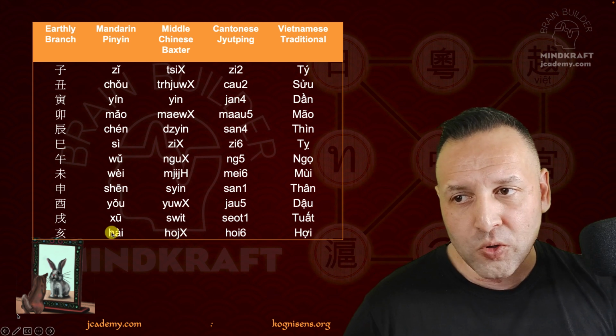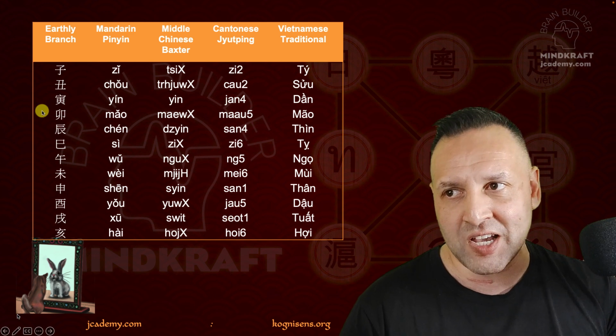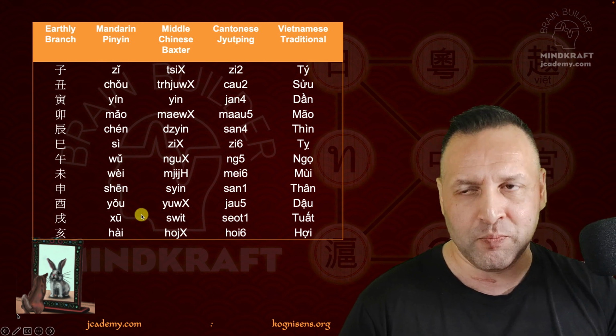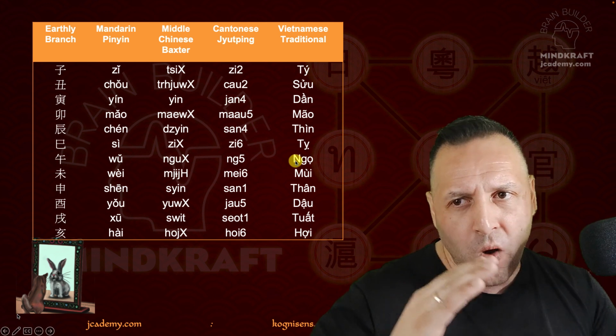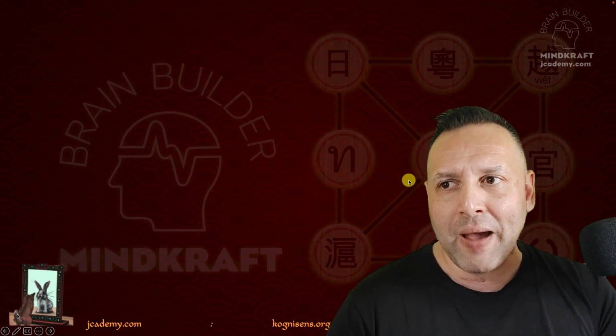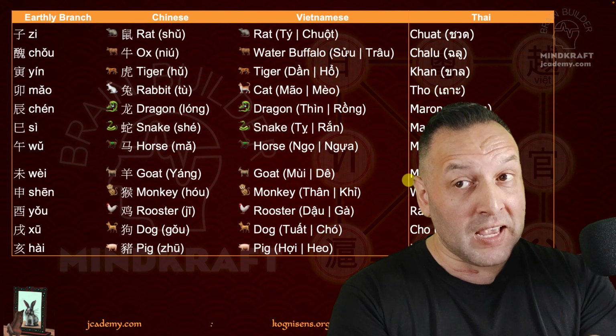So these all look very similar to at least the Cantonese pronunciations of these, which are closer to the Middle Chinese than, say, Mandarin. So we're getting closer to why this is happening. Now, I want to show you a comparison of these versus the animals that they represent.